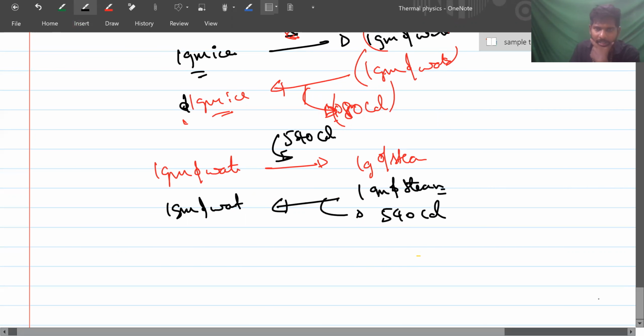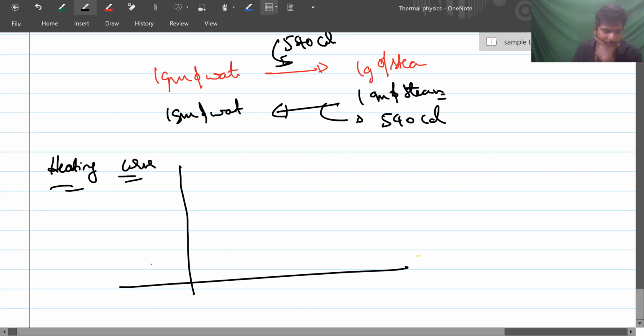So there is a kind of heating curve here. Number of times in exams also this is asked, in mains and NEET exam, medical examinations, and various entrance examinations. So on the left side, temperature is given. Here Q is given, the amount of heating.